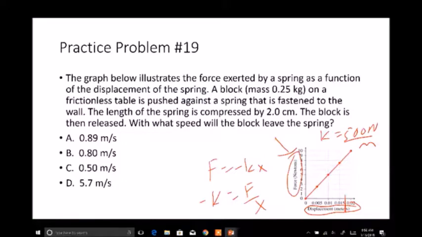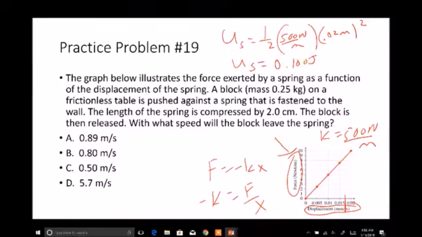Next, when we compress it at 2 centimeters, that's going to be our maximum compression in this problem. So all the energy that we have at that point is going to be elastic potential. So we can calculate the elastic potential energy, 1/2 times k times x squared. Our x is going to be 0.02 meters. We need to square that. And when we do, we end up with an elastic potential energy of 0.1 joules.